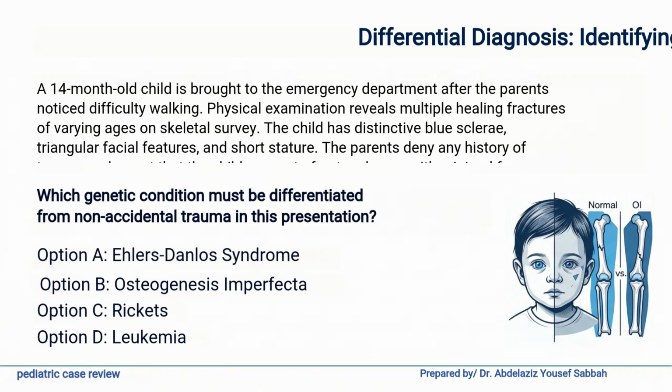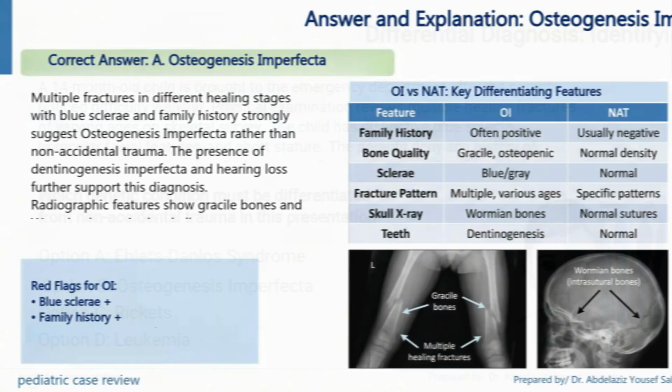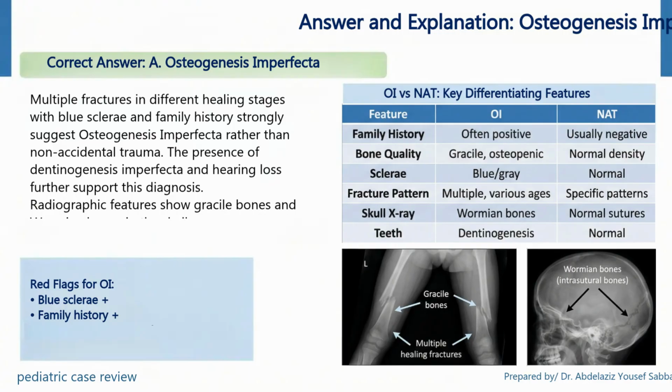Option A, Ehlers-Danlos syndrome. Option B, osteogenesis imperfecta. Option C, rickets. Option D, leukemia. The correct answer is option B, osteogenesis imperfecta. This condition is the single most important medical mimic of non-accidental trauma involving skeletal injuries and must be systematically considered before confirming an abuse diagnosis.